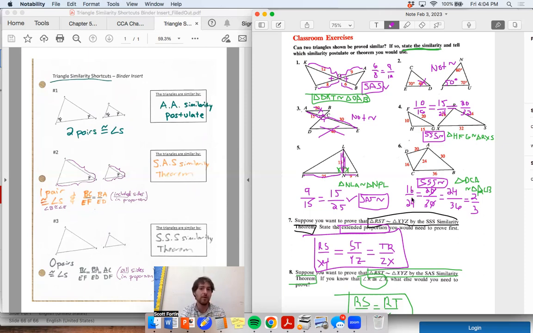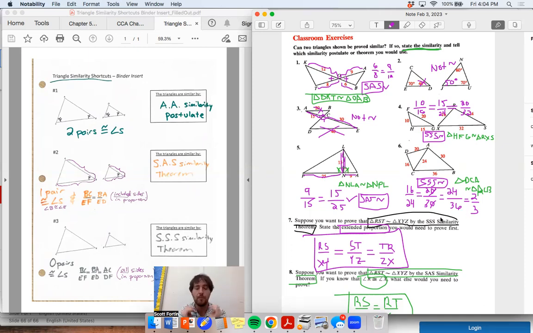Okay, so 16 to 24 is a 2-to-3 ratio. 20 to 30, very easy to see. The 20 to 30 is a 2-to-3 ratio. Just divide both of them by 10, you get 2/3. 24 over 36, divide both by 12, you get 2/3. There we go. We've proven it. All sides are in proportion. SSS similarity theorem, we can apply it, okay?